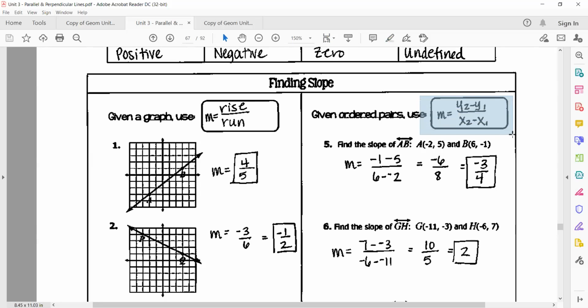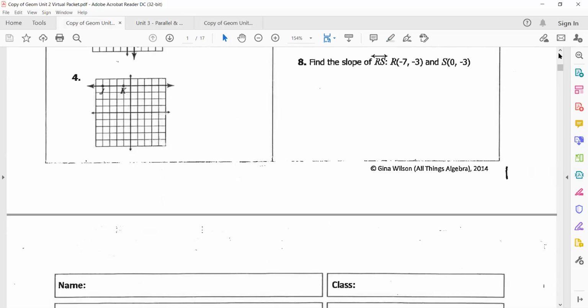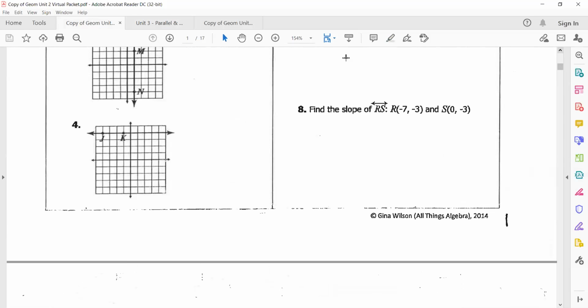It's this calculation. And all it is you take the y value from each point, subtract 1 from the other, then you divide it by the x values. Do the same subtraction on the top, on the bottom. And for problem number 8, I'll go ahead and pause things. You guys can have a chance here to do a quick calculation.